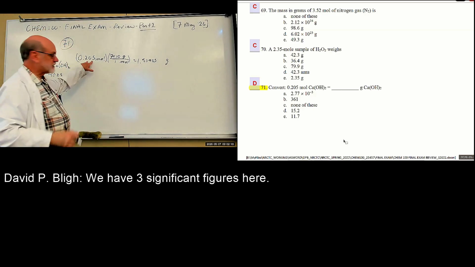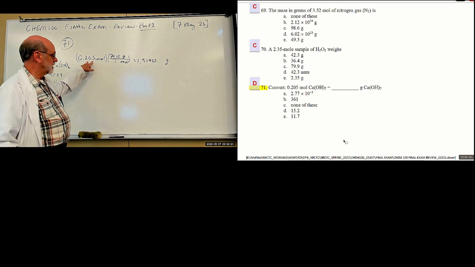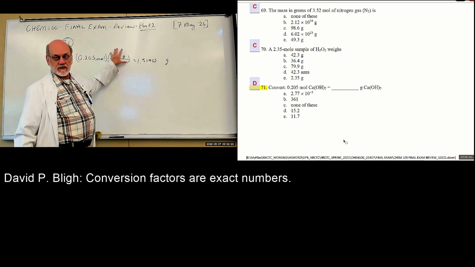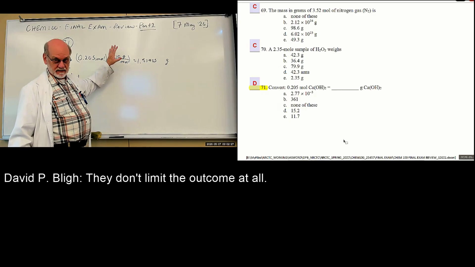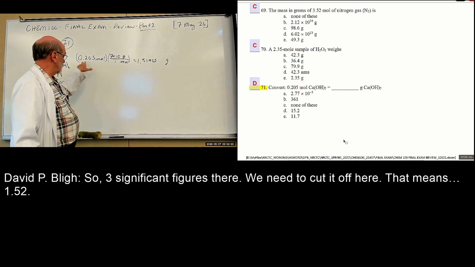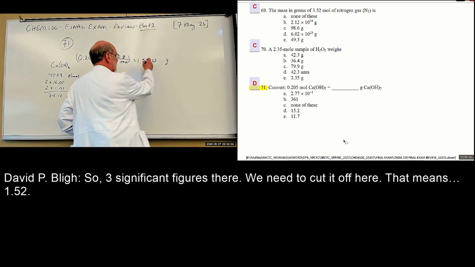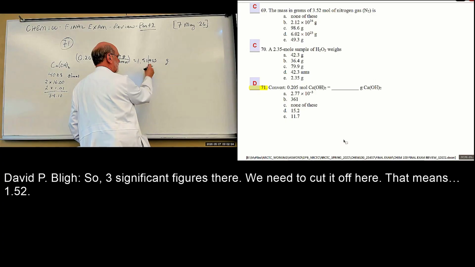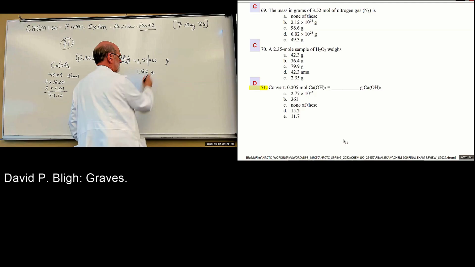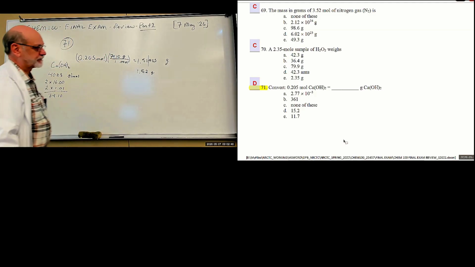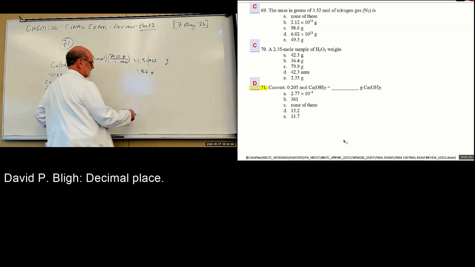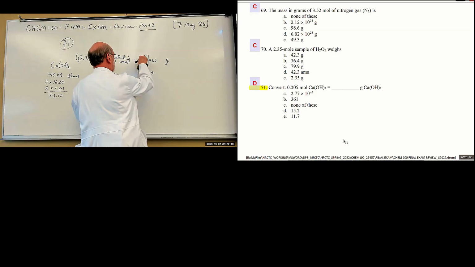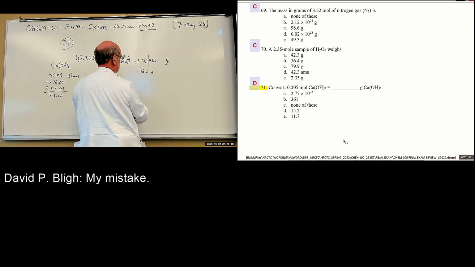We have 3 significant figures here. Conversion factors are exact numbers. They don't limit the outcome at all. So 3 significant figures there, we need to cut it off here. That means 1.52 grams. Oops, decimal place. My mistake.